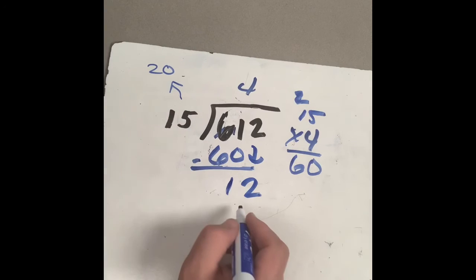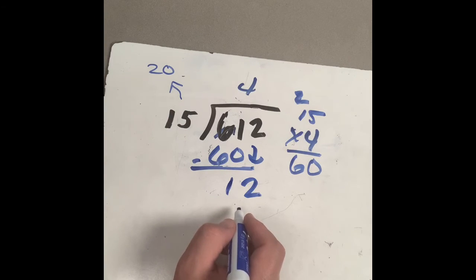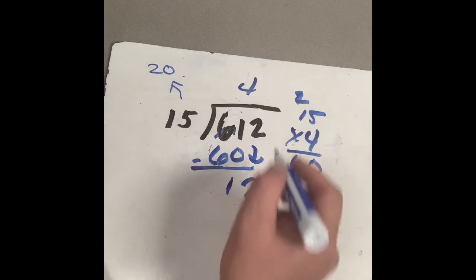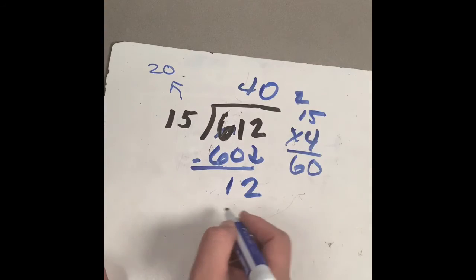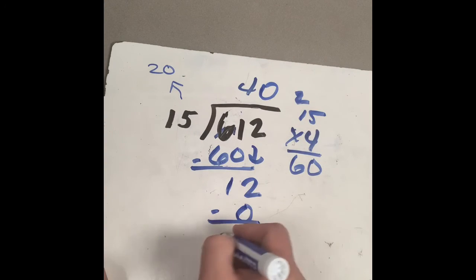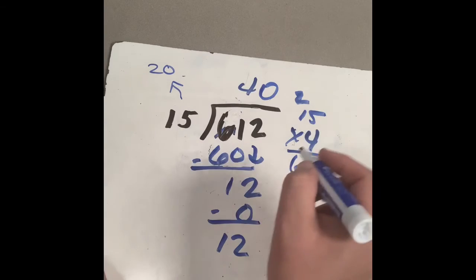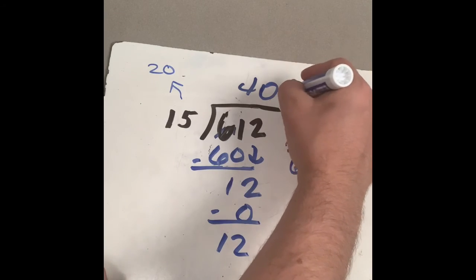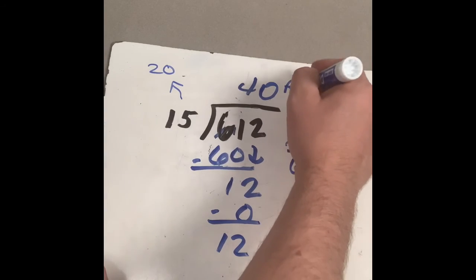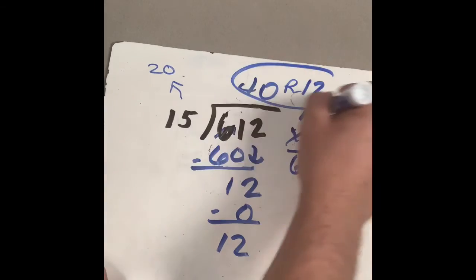15 or 20 into 12. Well, I know that neither one of those numbers will fit, so I'm going to guess that I have a 0 here. I have 0. 12 is less than 15, so I'm good. I'm going to have a 40 with a remainder of 12.